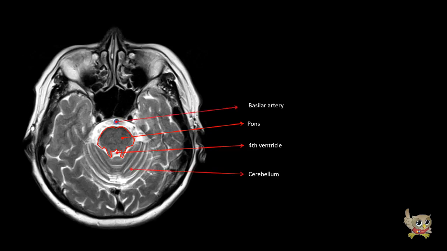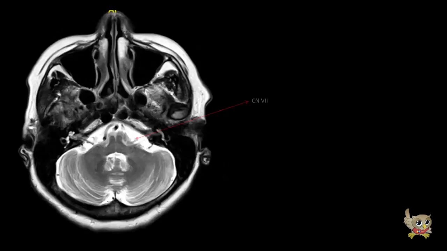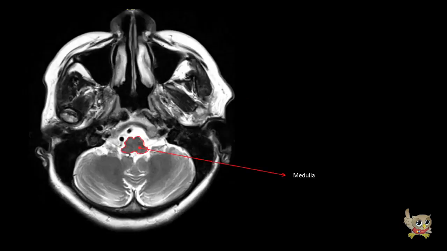The basilar artery is situated anterior to the pons and is lodged in a groove in the middle of the pons. The middle cerebellar peduncle connects the pons to the cerebellum. This is cranial nerve 7 and cranial nerve 8 at the cerebellopontine angle. This is the medulla. The anterior part of the medulla is called the pyramids, where the corticospinal tract passes through.